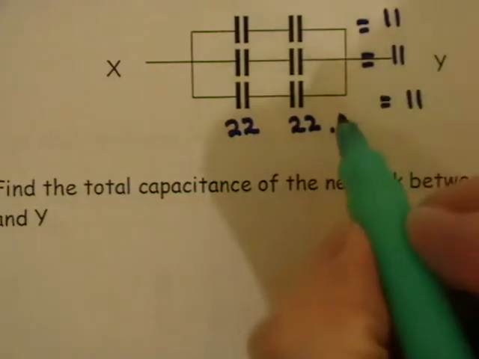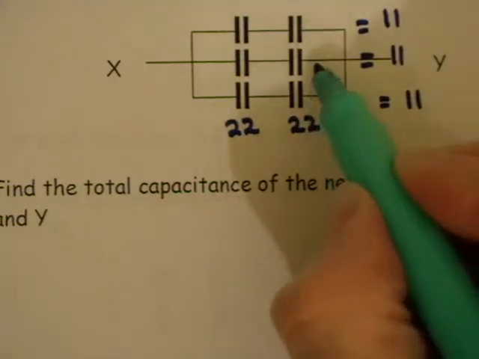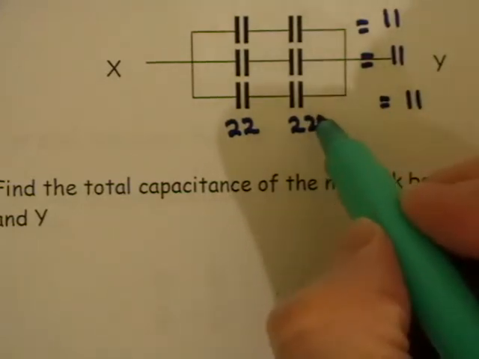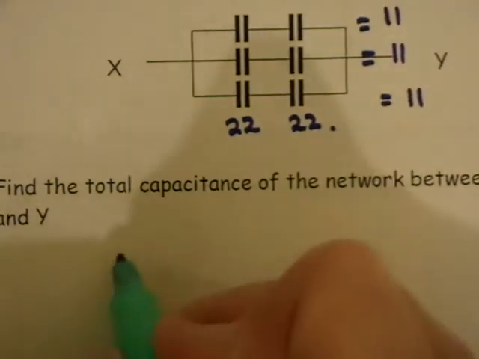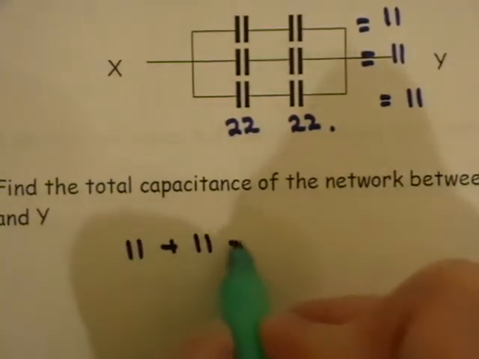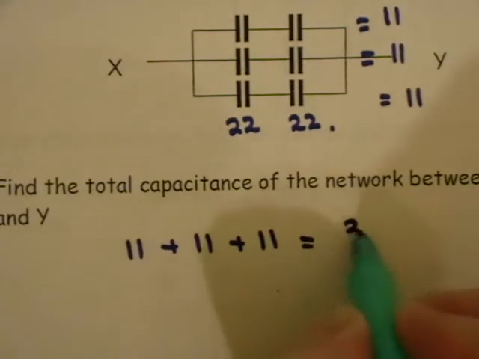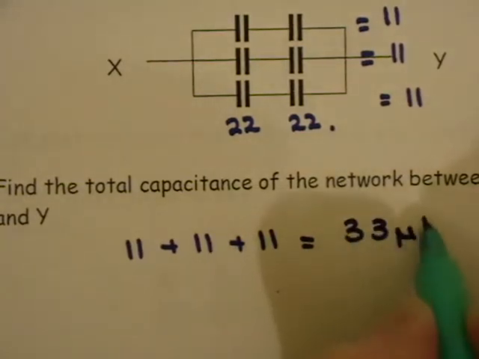And since there are 3 lines, and those 3 lines are in parallel, for capacitors you just add the 3 lines in parallel. So the answer is 11 plus 11 plus 11, and that's 33 microfarads.